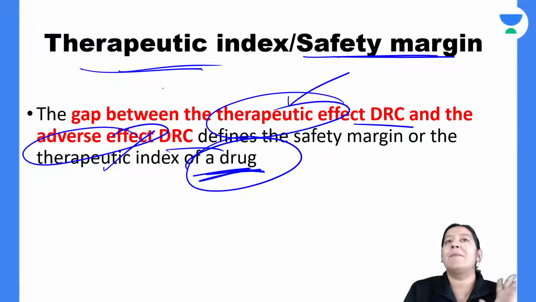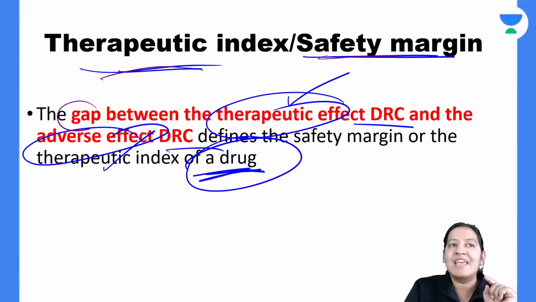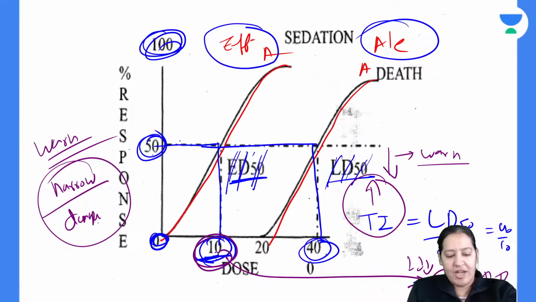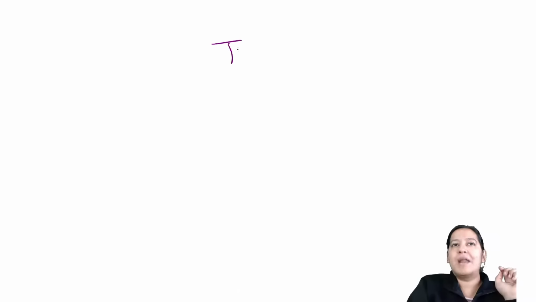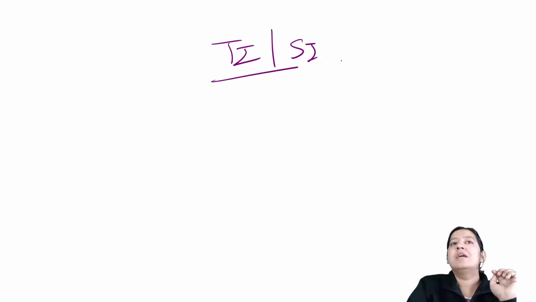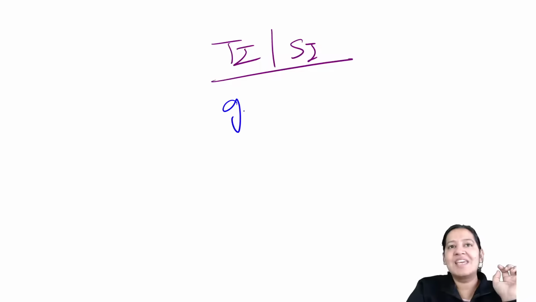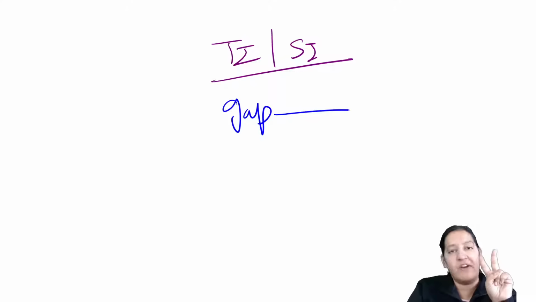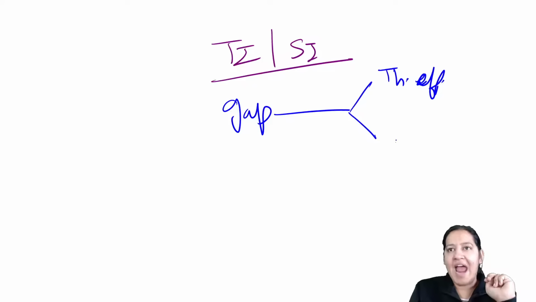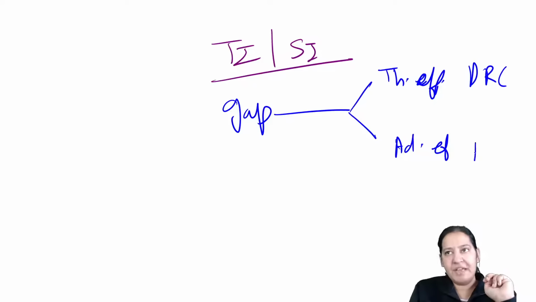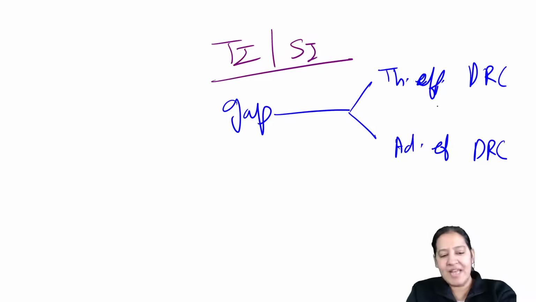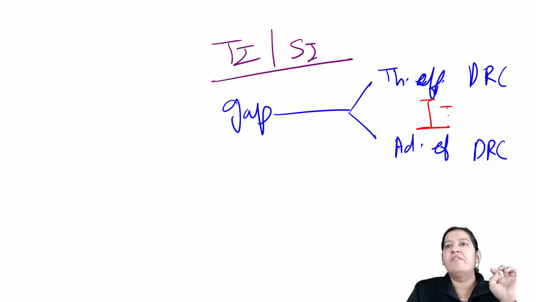So what is therapeutic index or safety margin? It is the gap between two DRCs. Let me summarize. The definition says it is the gap between two DRCs for the same drug. Take a drug and make two DRCs: one therapeutic effect DRC and one adverse effect DRC. The gap between them will give you the value of therapeutic index or safety index.